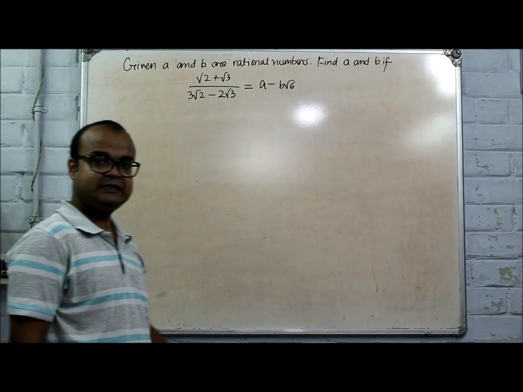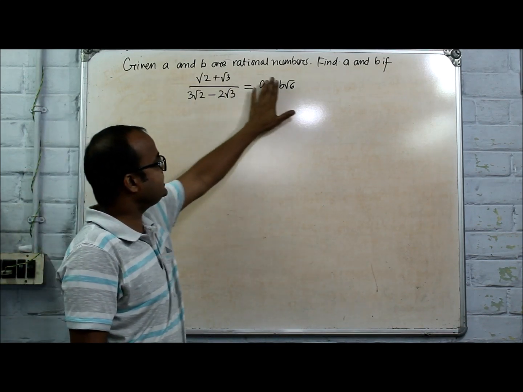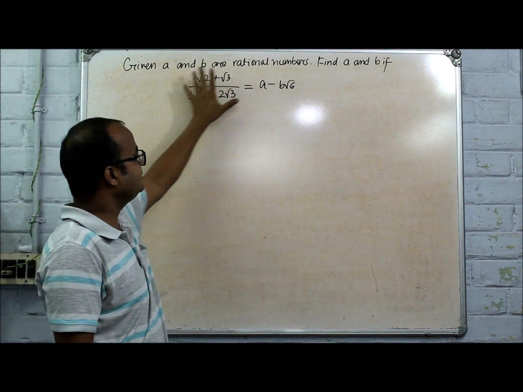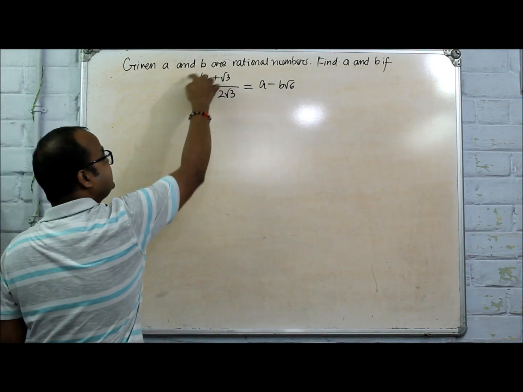Now, let us discuss this problem. Given A and B are rational numbers. Find A and B if this expression is given to you. First, we rationalize this part.